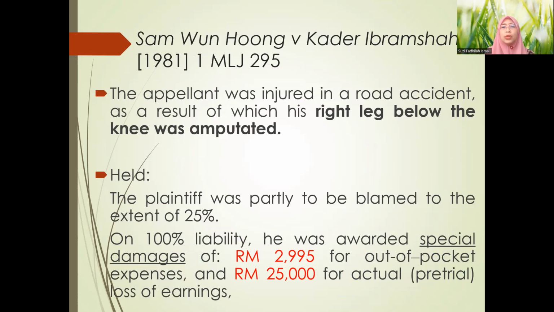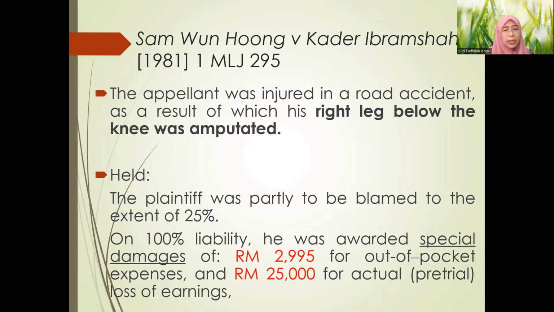In Sam Wan Hong and Kadir Ibrahim Shah, the appellant was injured in a road accident. We are going to deal with many road accident cases. So what happened to him? His right leg below the knee was amputated, so he became disabled. The court held that, yes, there was an accident, but the plaintiff was also to be blamed, not 100% on the part of the defendant. 25% to be blamed here, so he cannot get the full amount of the claim.